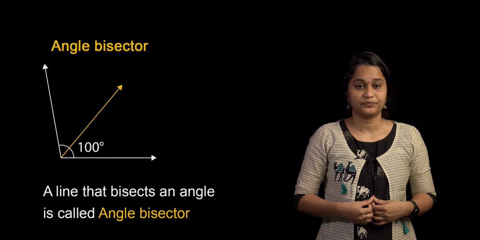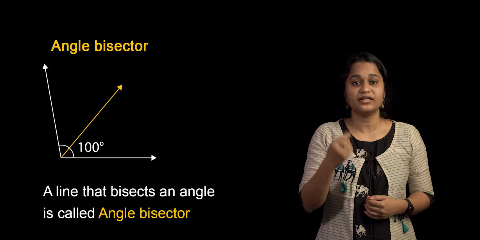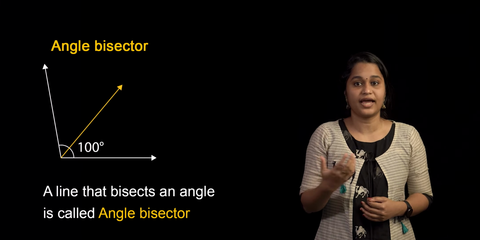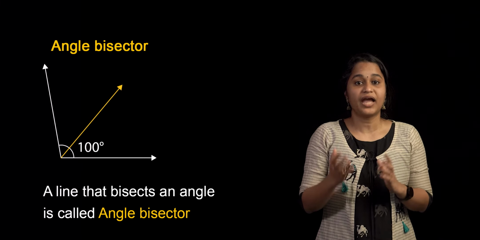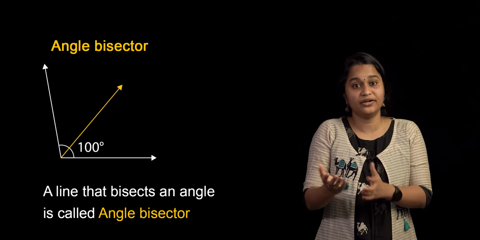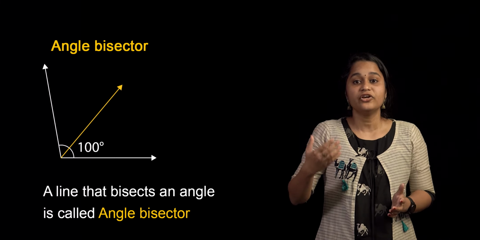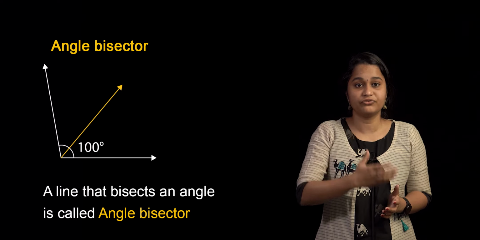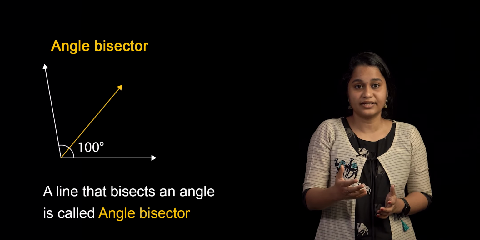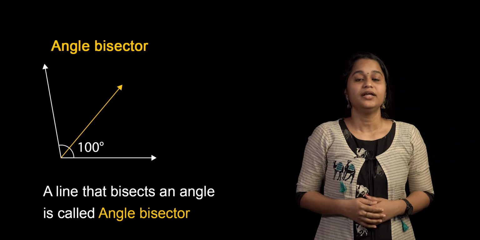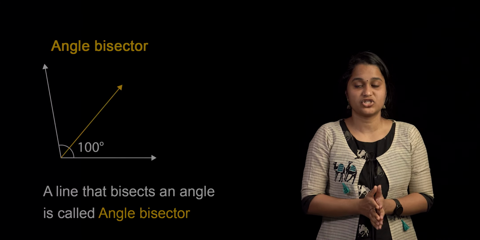Angle bisector. An angle bisector is a line which bisects an angle. So it's like angle bisector of an angle of measure 100 degree will be a line which divide this angle into 50 degree each. Is that clear? Fine. Now let us move into next session.